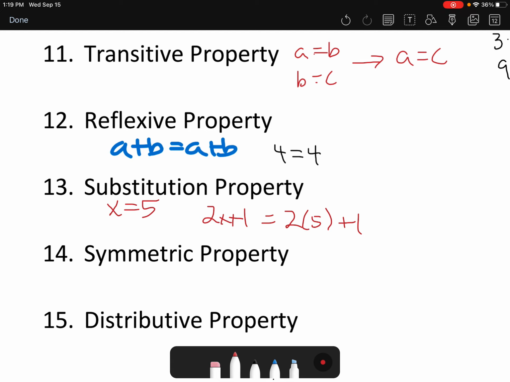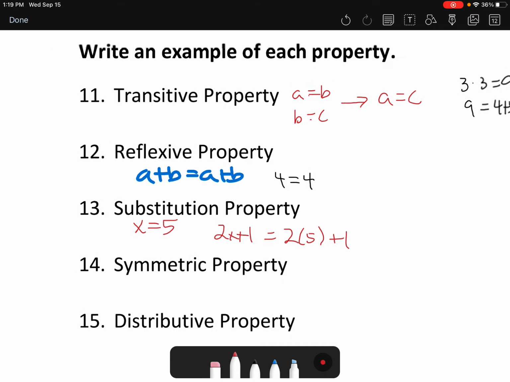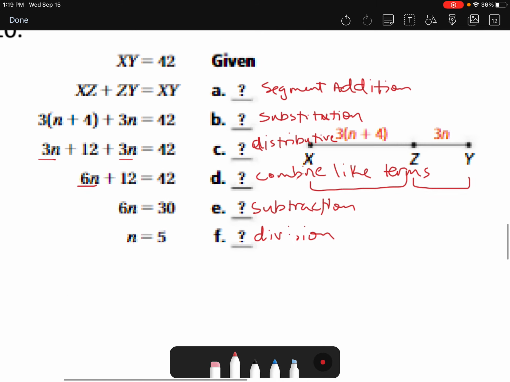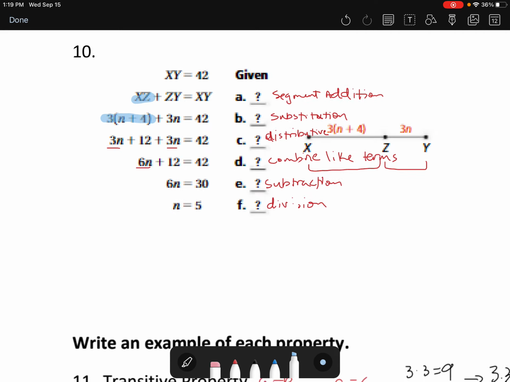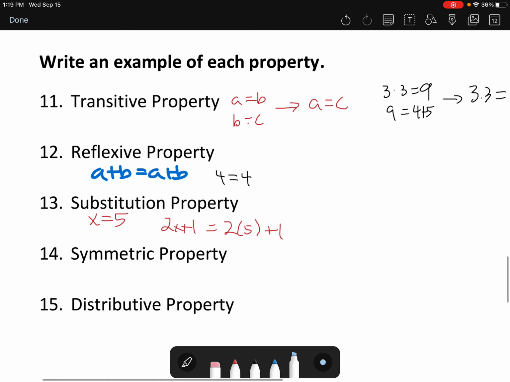Most of the time in the proofs that we work, it's like this stuff up here. We're taking out this geometry stuff and we turn it into the algebra stuff. We replace it with the algebra stuff. That's usually what substitution looks like in our proofs.